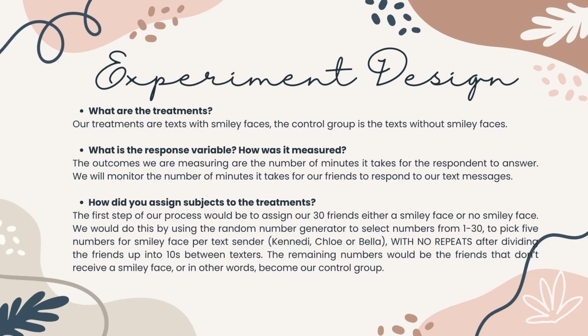And this is after we divide the friends up into tens between text senders. The remaining numbers would be the friends that don't receive a smiley face, or in other words, become our control group. So each group has 10 people in it, 5 people with smiley faces and 5 people without smiley faces.